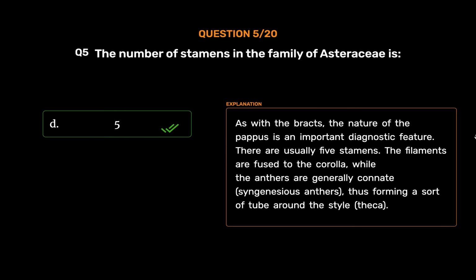5. As with the bracts, the nature of the pappus is an important diagnostic feature. There are usually 5 stamens. The filaments are fused to the corolla, while the anthers are generally connate, syngenesious anthers, thus forming a sort of tube around the style, theca.